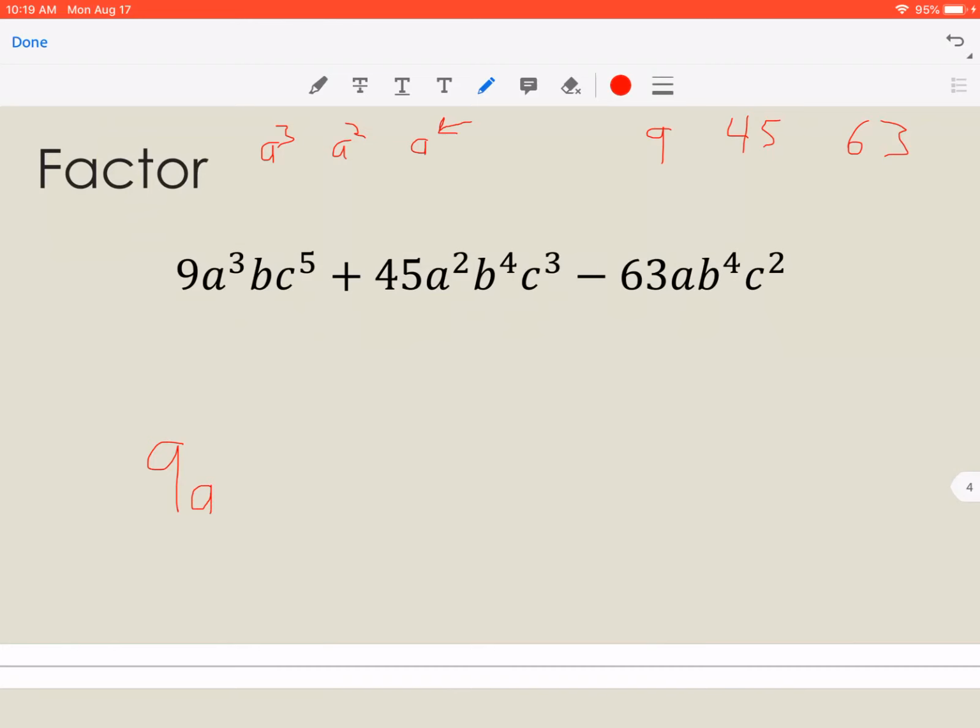Look at the b's. The first term has 1b. The second term has 4 b's. And the last term also has 4 b's. Well, if they were sitting around at a party, they all three couldn't talk about having 4 b's. The one on the far left only has 1, so what they have in common is 1b. And then look at the last one, the c's. First term has 5, second term has 3, and the third term has 2. So what do they all three at least have in common? 2 c's. So it'd be c squared.